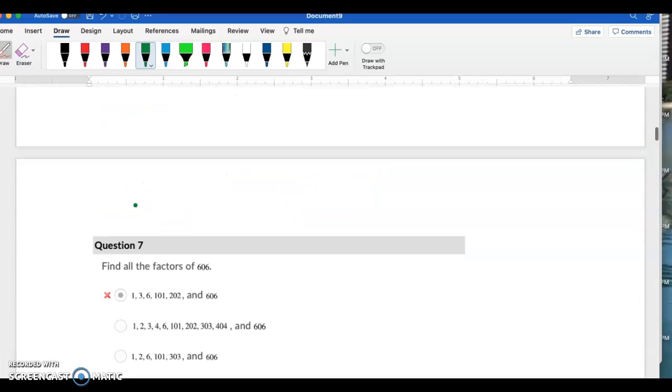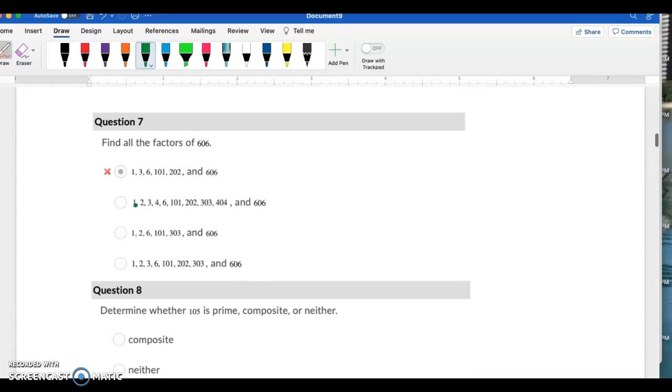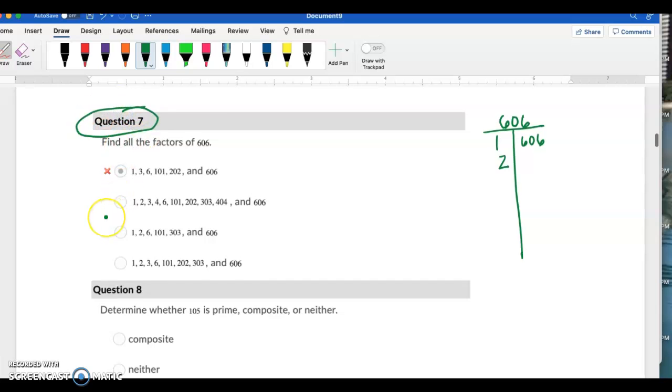So for the factors of 606, you are missing something here. I'll start with how I set it up: I start with 1 and 606, and then I try 2. And 2 is there because this is going to be even, so 2 and something, I'll try that. And then I go 3, 4, 5, I just keep going until I get to the halfway point. So check that one and see which answer might be better.